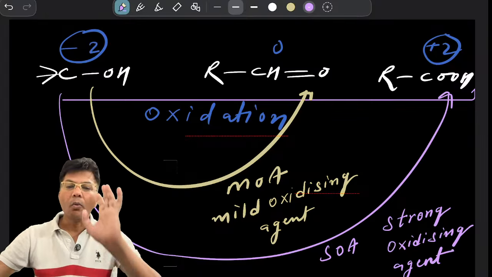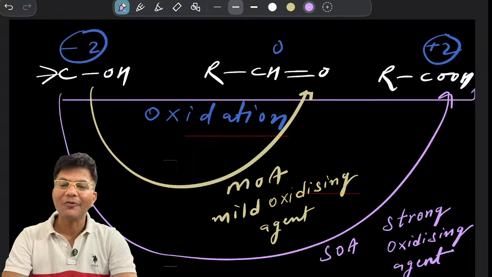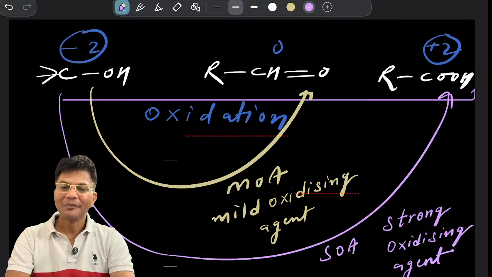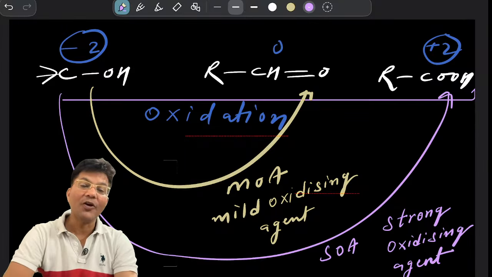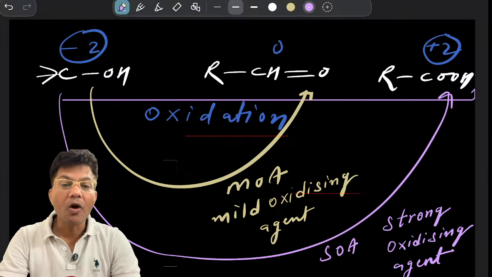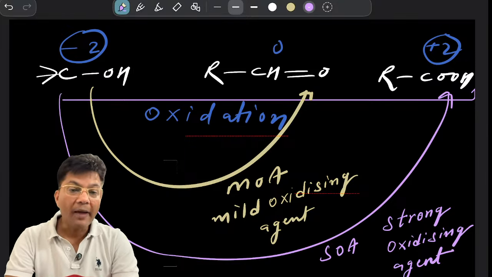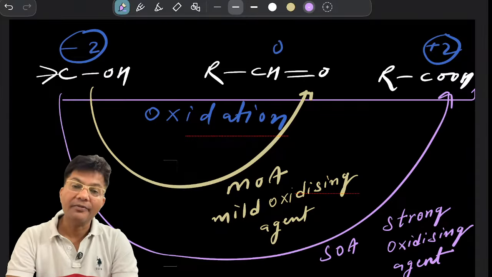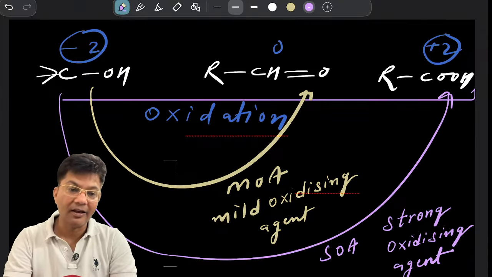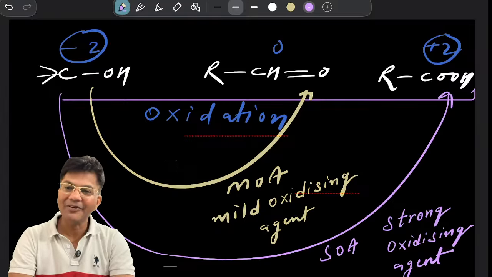I hope one point is clear to all of you kids. Now you have to find out what is MOA and what is SOA. So I'm going to give you a list and then we will see this thing in NCERT, right kids? Everyone?